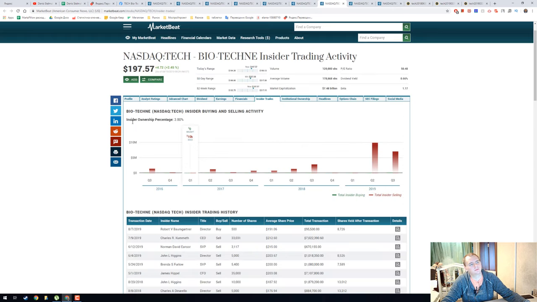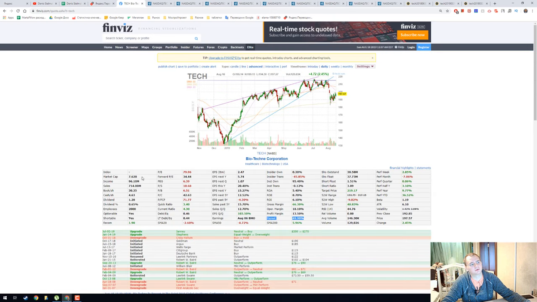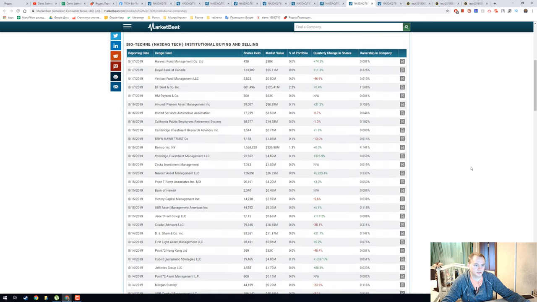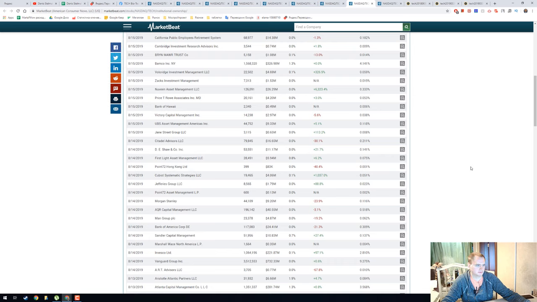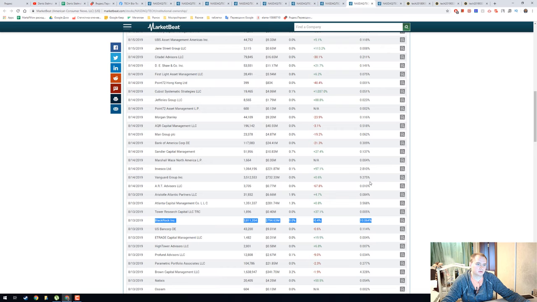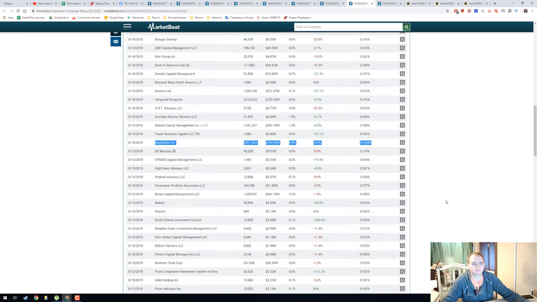We have a really big insider ownership, 3.8% for a company with a market capitalization of $8 billion. It's huge. And we have a really nice institutional ownership at 92%, quite high. And we have our lovely companies like BlackRock and Vanguard Group. Vanguard Group bought more. And BlackRock, they both have 20%.